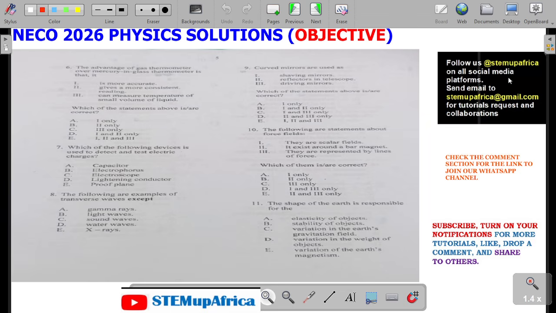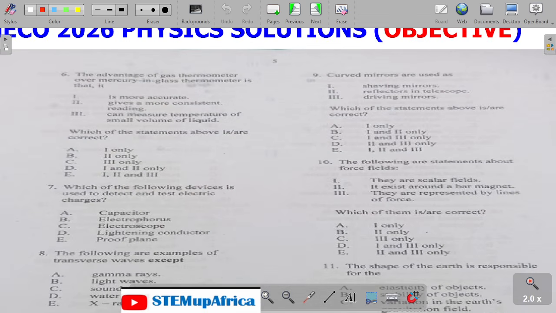And number 6, we have, the advantage of a gas thermometer over a mercury-in-glass thermometer is that the gas thermometer has the ability to measure high temperatures. That is one thing. Is it more accurate? Yeah, it's more accurate. You can measure the temperature of a small volume of liquid. Yes, and it's very sensitive to temperature. The answer is 3 only, which is option C.